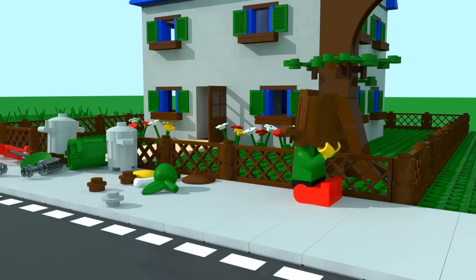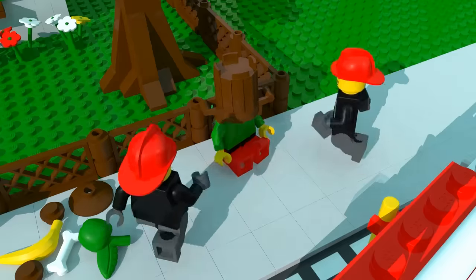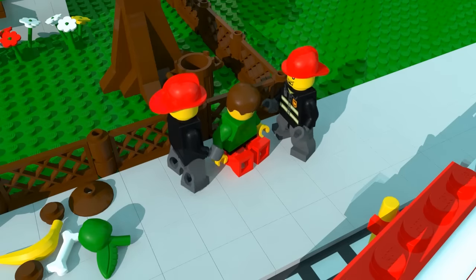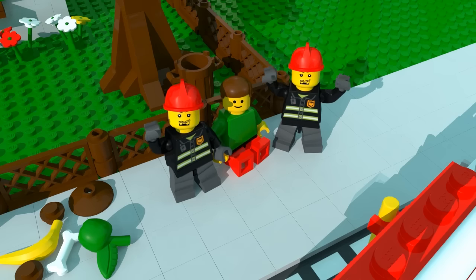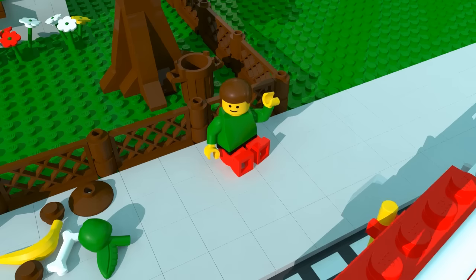Oh no! He fell over the garbage and now he's trapped in the trash bin. But fortunately, the fire truck is nearby. They always love to help. Thank you, firefighters. Those guys are always in a hurry.